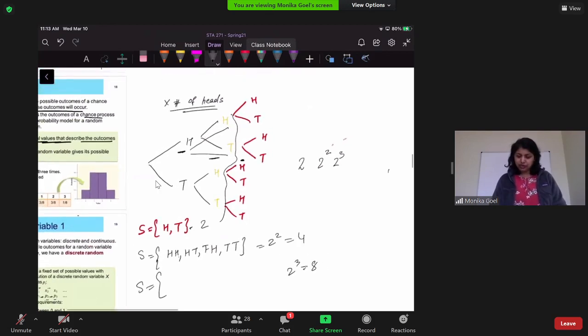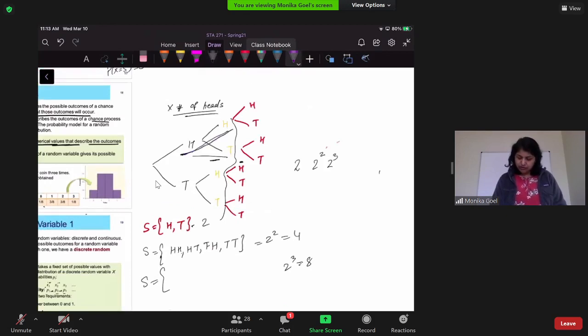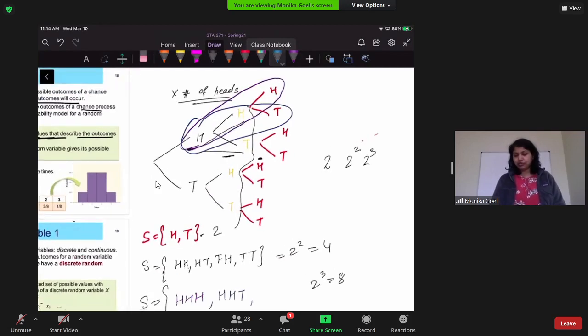And we can see what are those 8 outcomes. The first outcome is this, head, head, head. And the second outcome is this, head, head, tail. And similarly, you can find all 8 outcomes. And this pictorial representation is called a tree diagram.